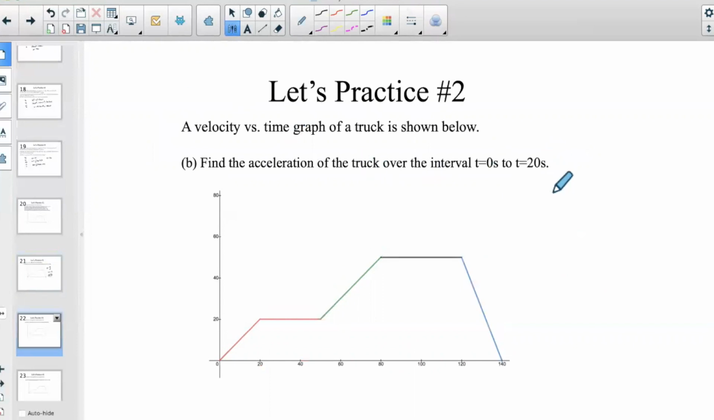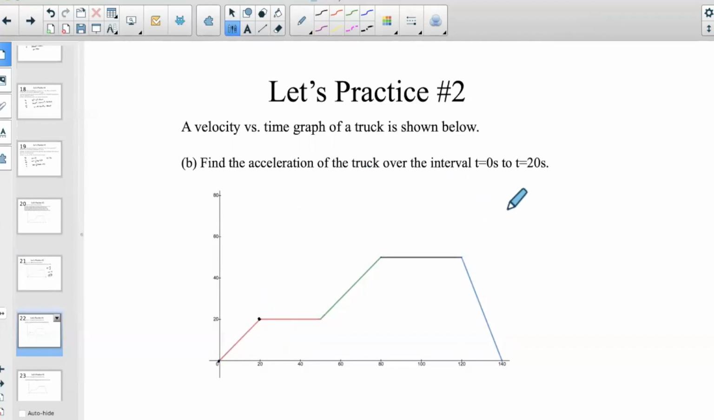In part B, we want to find the acceleration of the truck over the interval t equals 0 seconds to t equals 20 seconds. So here, it's not another trick question. We have an actual final value for our velocity and an initial value. From 0 to 20 seconds, we know that it goes from 0 meters per second to 20 meters per second.